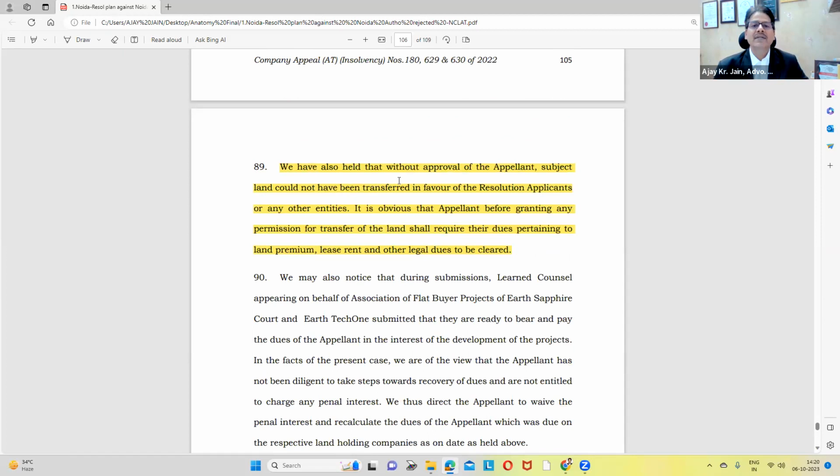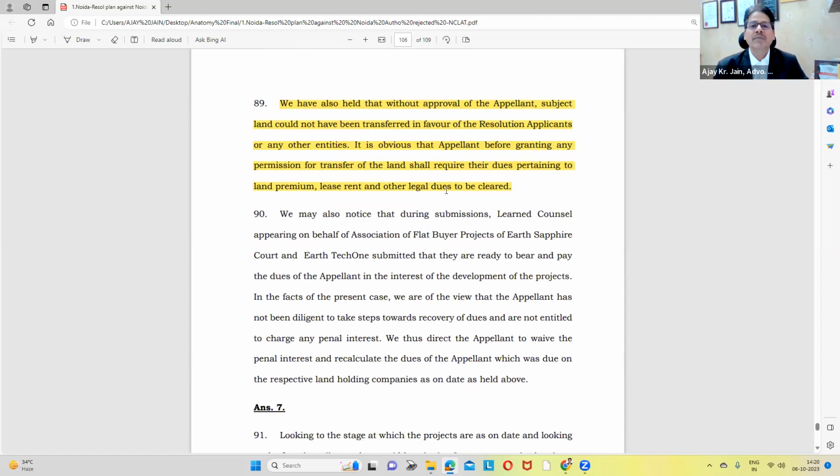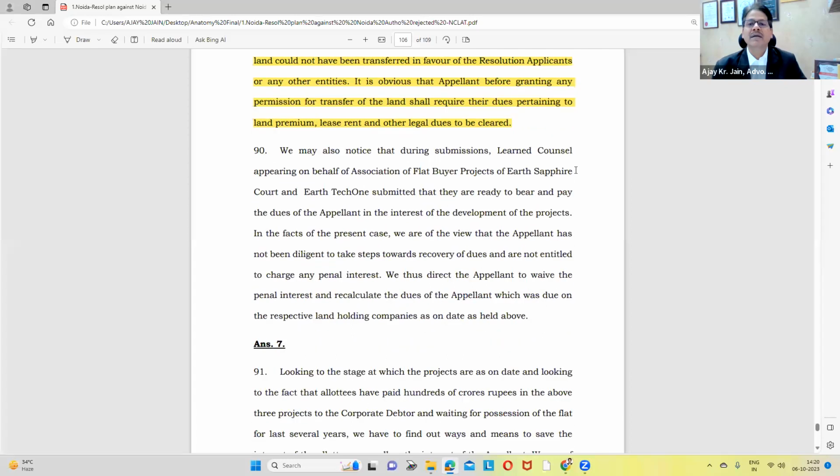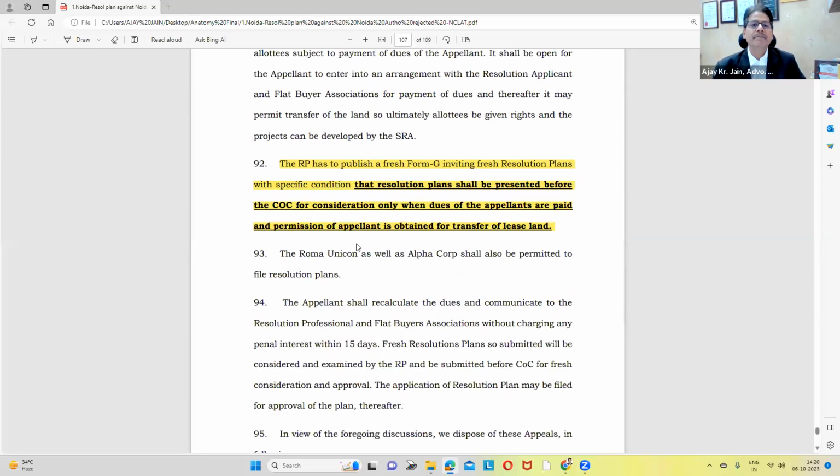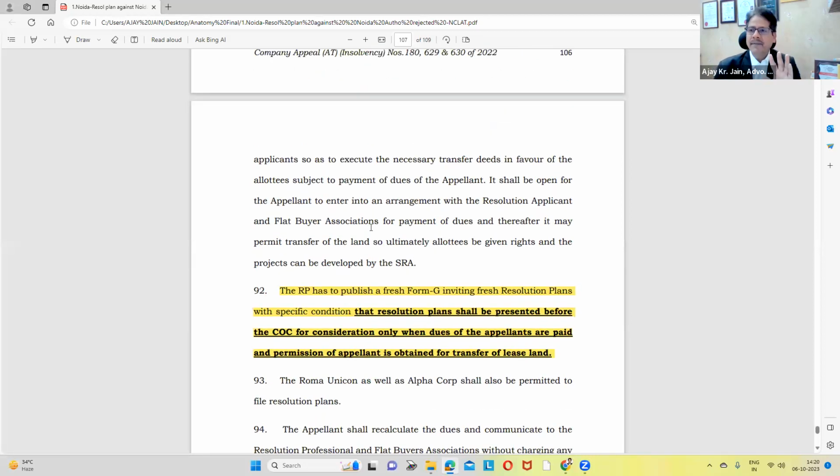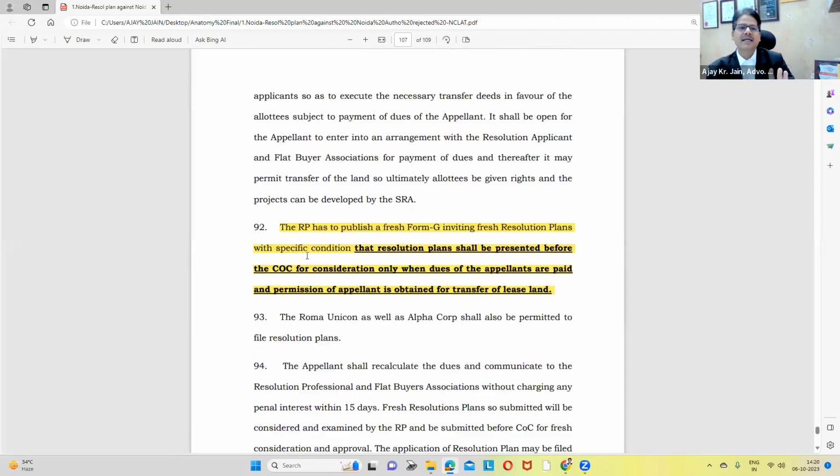We have also heard that without approval of the appellant, subject land could not have been transferred in favor of the SRA or resolution applicant or any other entities. It is obvious that the appellant, before granting any permission for transfer of the land, shall require their dues pertaining to the land premium, lease rent and other legal dues to be cleared. Then thereafter what happened? NCLAT issued direction or passed the order: RP has to publish a fresh Form G.